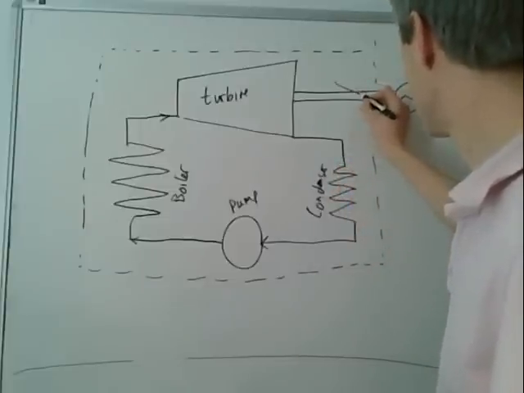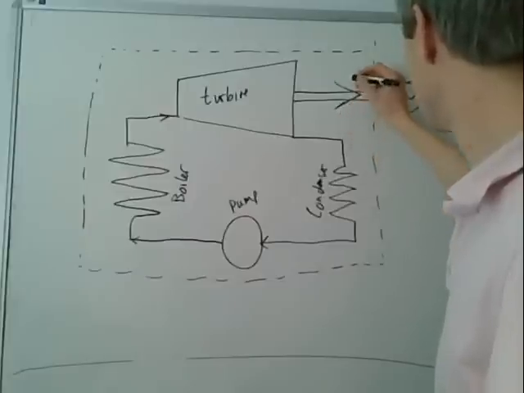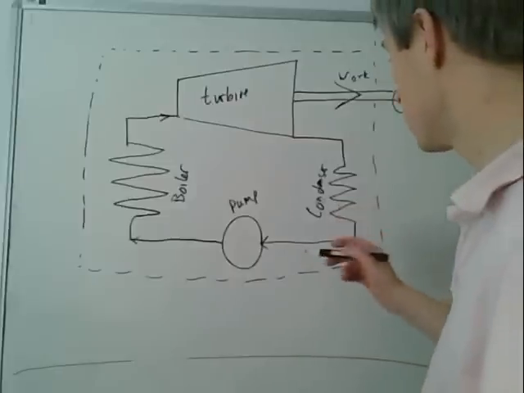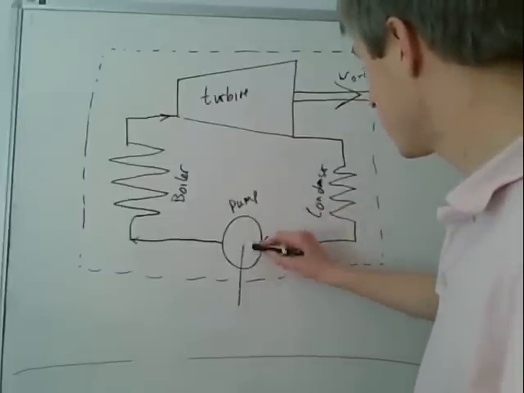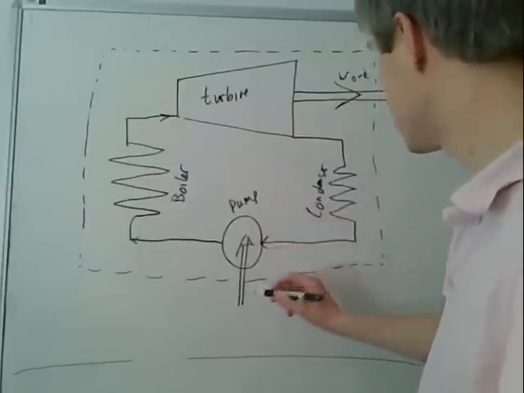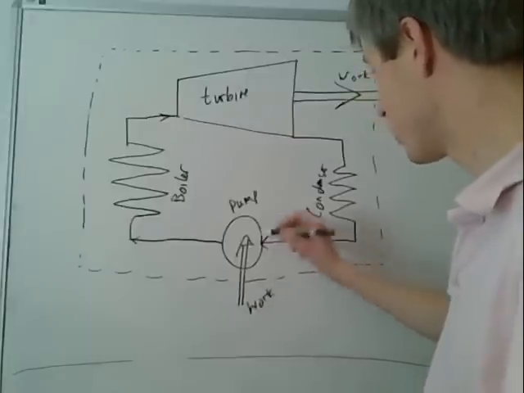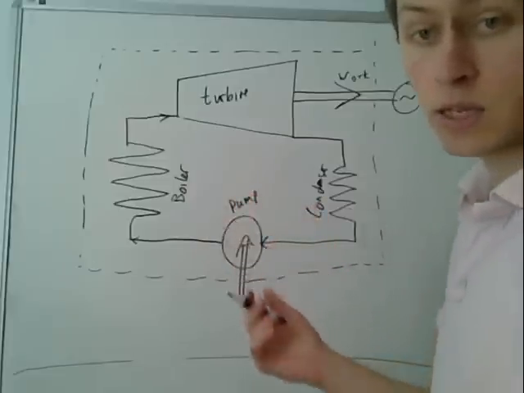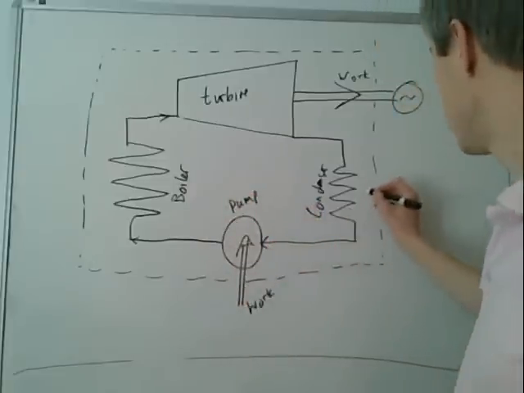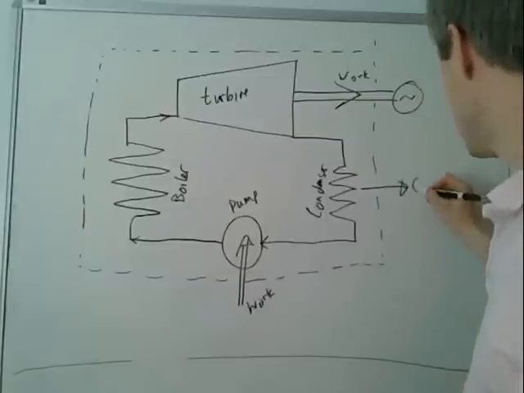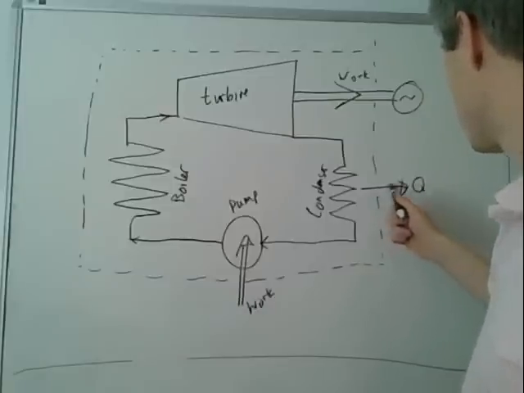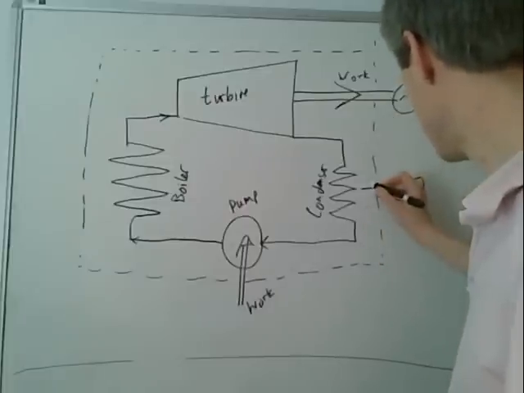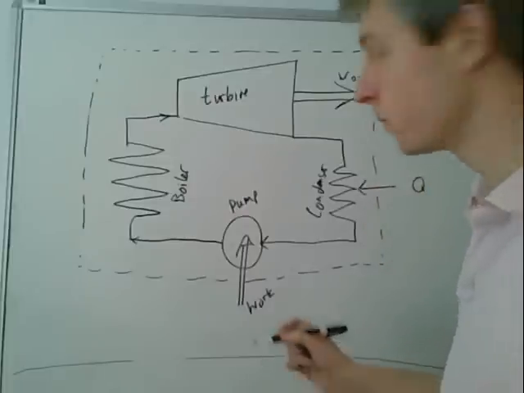So here we have this shaft work leaving the control volume, control surface. Here we have work going into the system to pressurize the water. This condenser is, as the steam gets converted back into water, it's rejecting heat, so we have heat going out there. Of course, if we were to apply the first law sign convention, this arrow would go in the other direction, and Q would be a negative value.